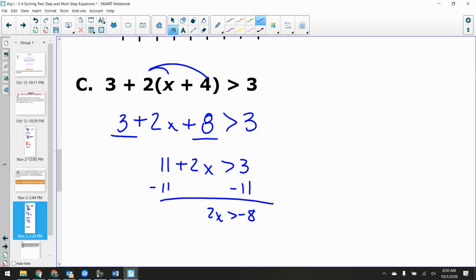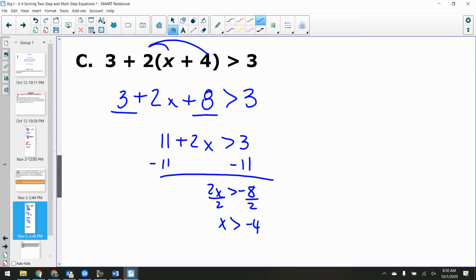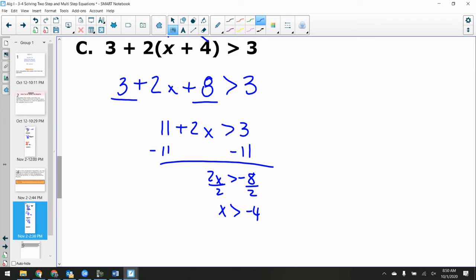Then what? You divide 2 by negative 8. So x is, now do I flip the symbol? I see a negative. No. Why not? Because you're not dividing by a negative. This 2 is positive that I'm dividing by. So it is a negative 4 result on the other side, but you keep the symbol, because I was just dividing by a positive 2, not a negative 2.